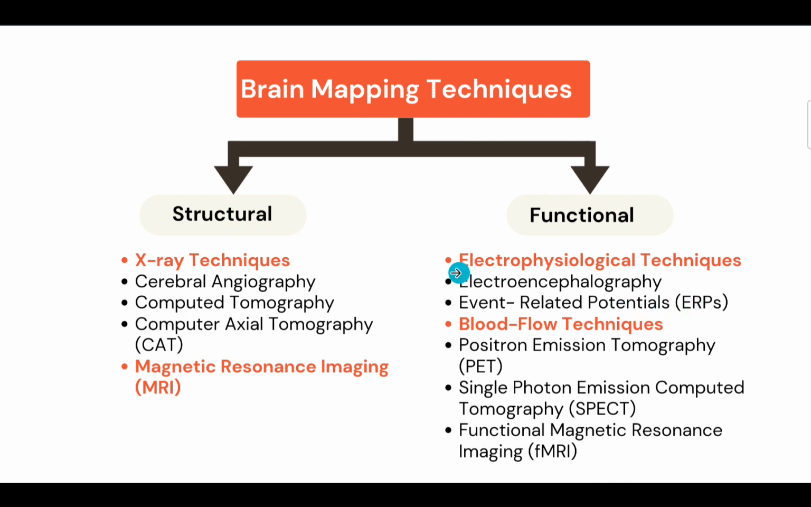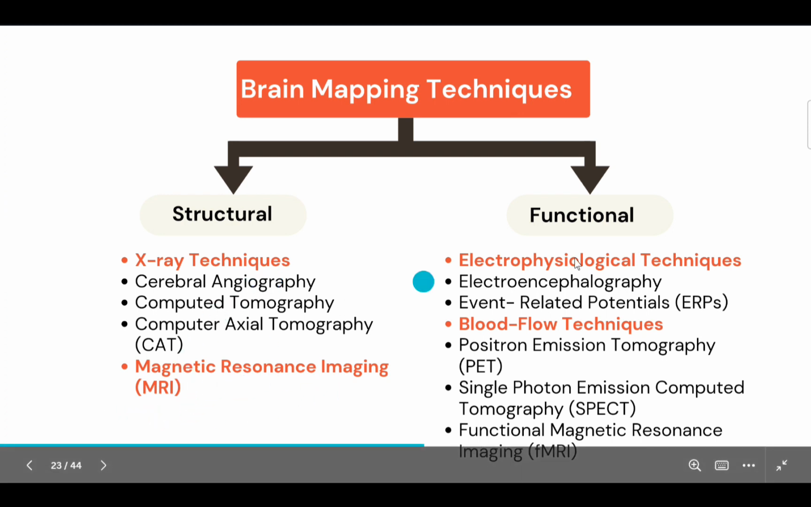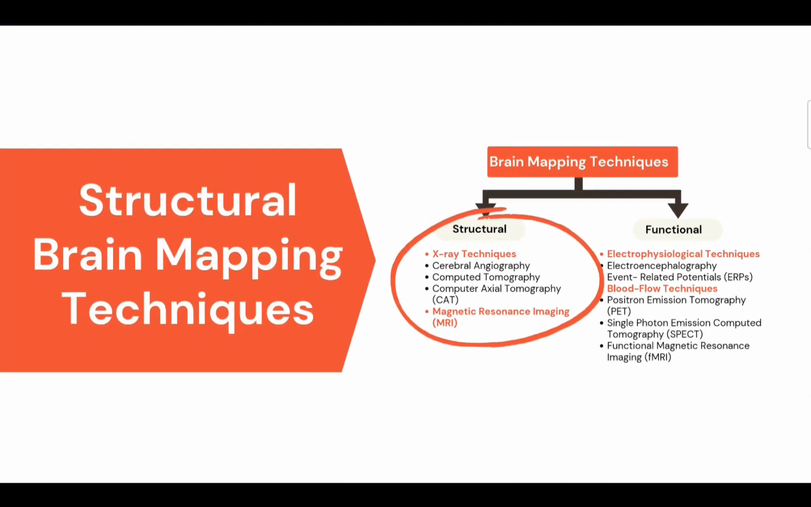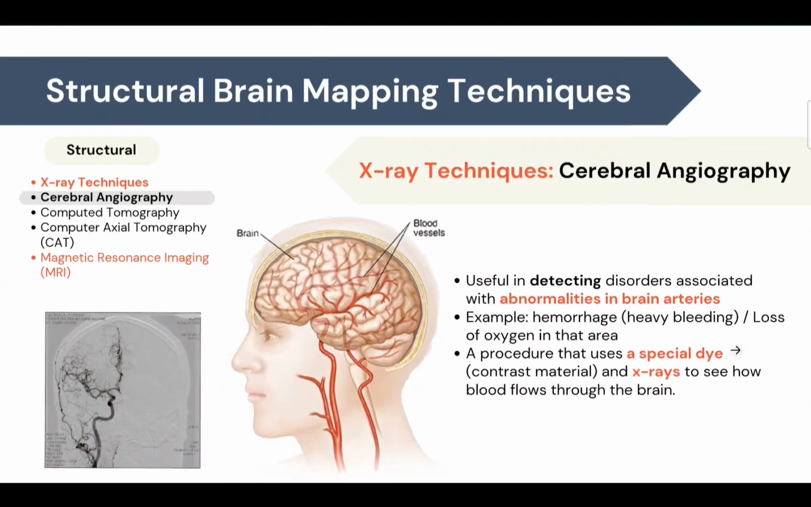of brain activity, right? For structural, we have two brain mapping techniques, which are X-ray techniques and magnetic resonance imaging, the MRI techniques. And for functional, we also have two: electrophysiological techniques and blood flow techniques. So let's go to the structural brain mapping techniques first. We'll cover the X-ray techniques first.